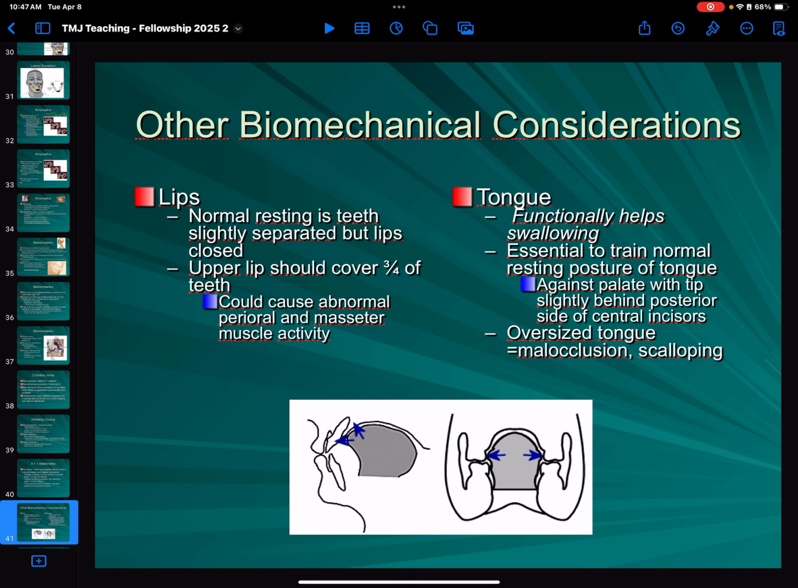And then this lip one is kind of an interesting one. The upper lip should cover three-quarters of the teeth. And this idea that could cause abnormal perioral masseter muscle activity because the upper lip is so short. Again, it's a subconscious thing that a lot of people will do, where they'll use the masseter to try to cover it. So Rocabado had a case that he showed, a cute little girl, and she just had a super short little upper lip.